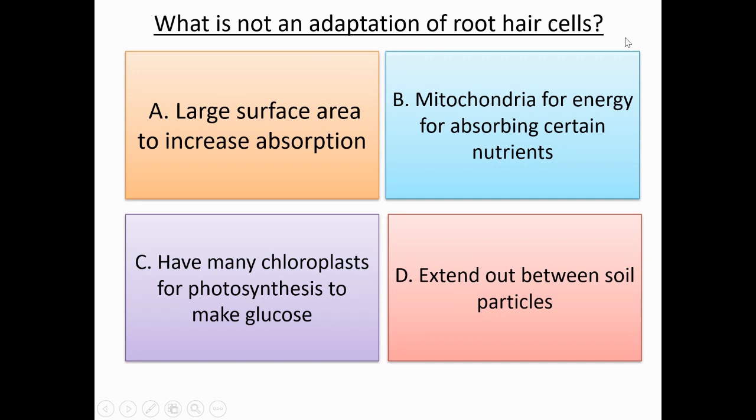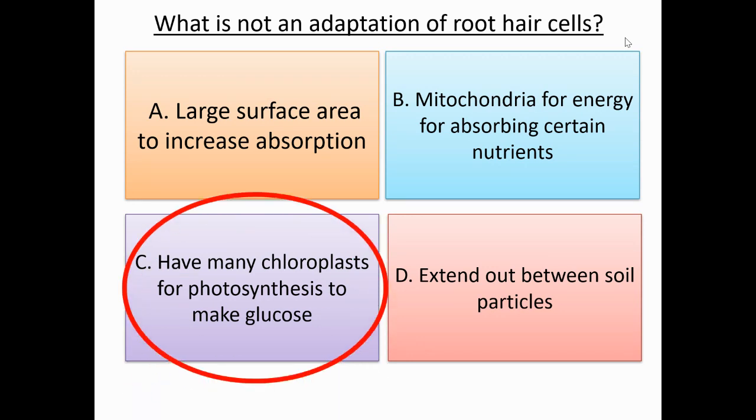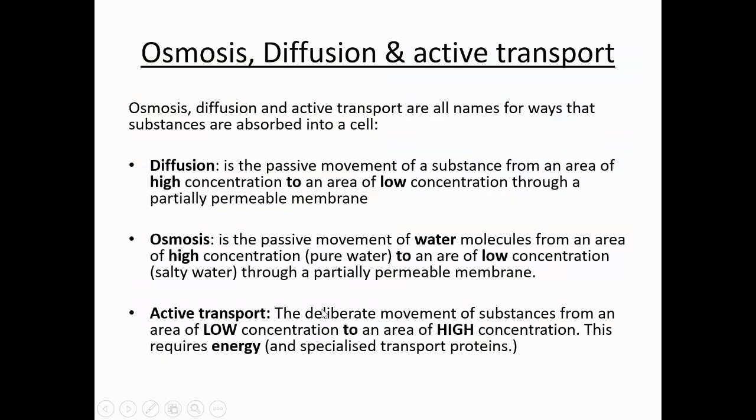Pause the video, think about which box fits the best, and when we unpause, I'll tell you which one the answer is. Welcome back. The answer is C, which is not an adaptation. A, a large surface area to increase absorption, is an adaptation. B, lots of mitochondria for energy, for absorbing certain nutrients, is an adaptation. D, extending out between soil particles, is an adaptation. They do not have many chloroplasts for photosynthesis. That would be a good explanation of specialized leaf cells, but not the root.